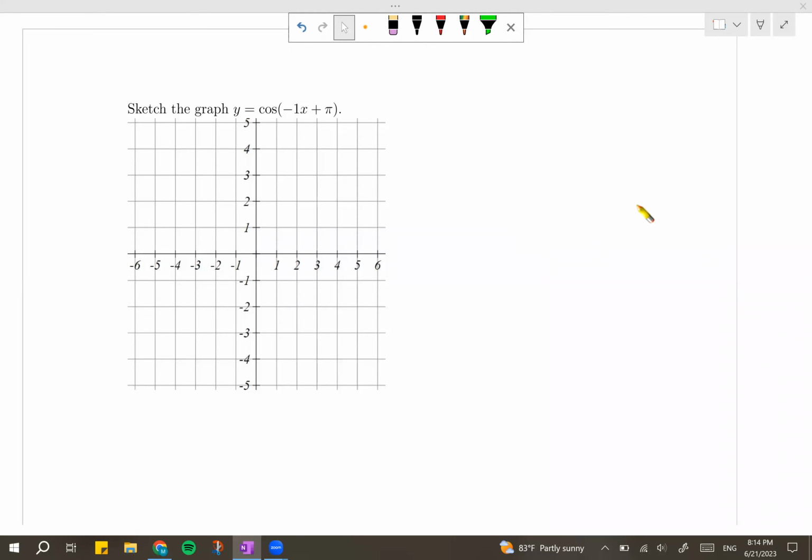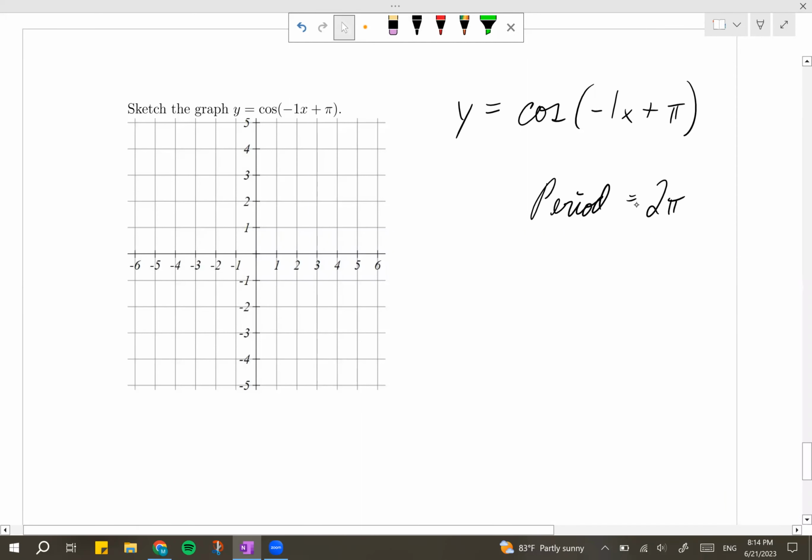Okay, so we have this problem and they want us to graph y equals cosine of negative 1x plus pi. All right, so our period is still 2 pi, right? This negative right here just means that it would technically be negative 2 pi, but when we're dealing with periods, 2 pi kind of repeats itself. 2 pi and 4 pi, if we add it to this inside stuff, we're going to get the same thing.